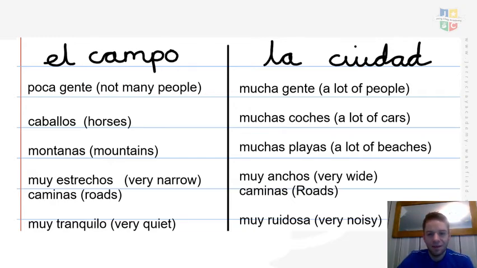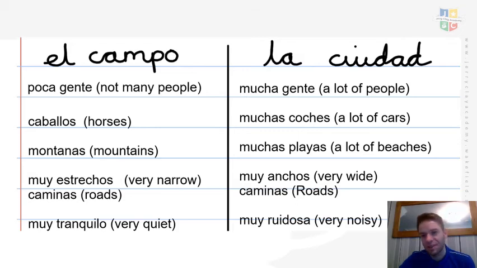Muy bien. Okay, next one, the opposite, muy anchos, which is very wide, and then caminos we know from before is roads, so muy anchos caminos is very wide roads. And then the final one, I like this word actually, is muy ruidosa. Muy bien, which is very noisy.